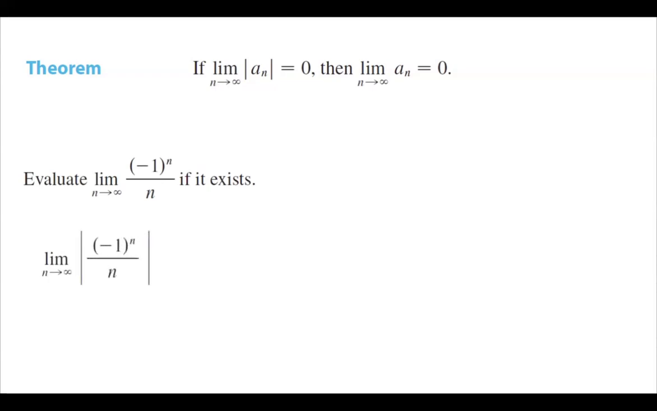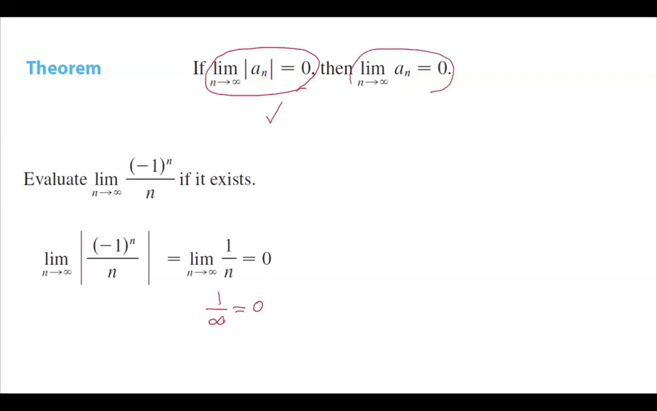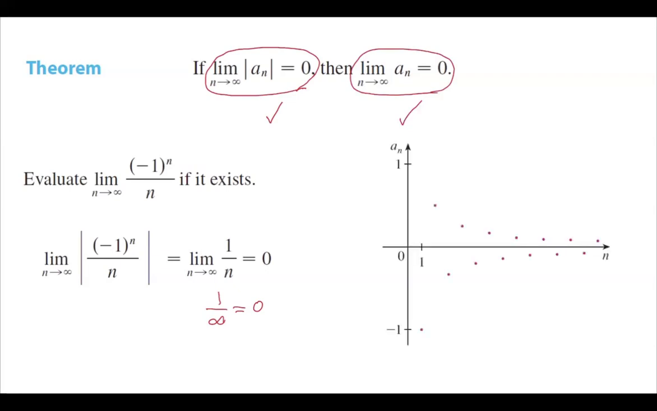The limit of absolute value of -1 to power n divided by n as n goes to infinity is indeed the limit of 1 over n as n goes to infinity. But this limit is equal to 0. 1 over infinity is equal to 0. So since the limit of the absolute value of an is equal to 0, you can conclude that the limit of an is equal to 0 as well.